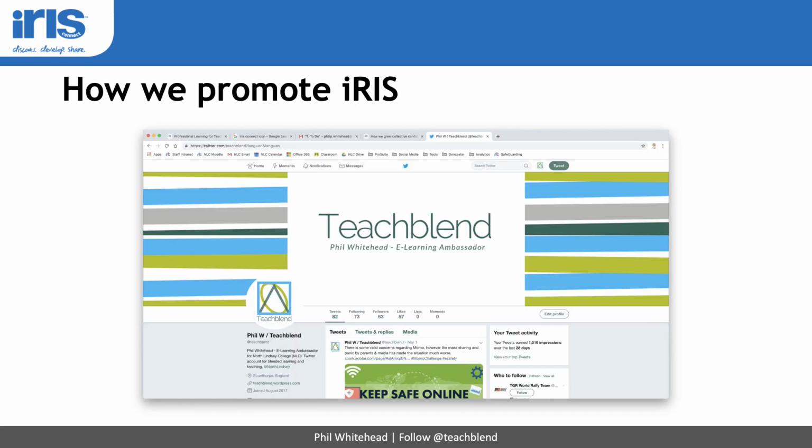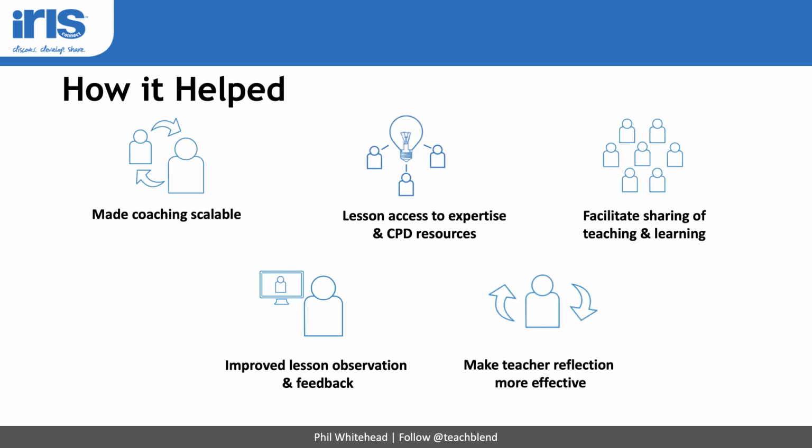So Teachblend essentially is how we promote any teaching and learning tools used at our colleges. It's a Twitter page, we've got a YouTube channel, we've got a Facebook page as well, and we'll just tweet out things that will help teaching and learning. One of the main ones we tweet out now is a monthly update on Iris and how we're using it. So how Iris has helped us improve teaching and learning, and how it's improved not only the observation process and making that a bit more simple, but also allowing staff to communicate with each other as well. So it's made coaching scalable.